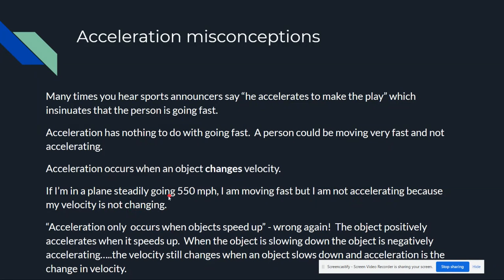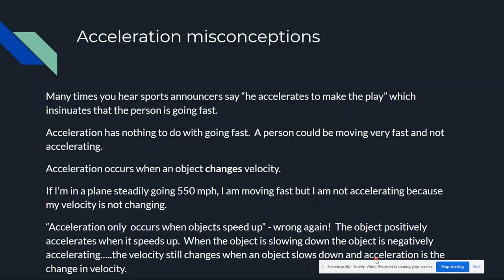Here's another misconception: acceleration only occurs when an object speeds up. That's wrong again. An object positively accelerates when it speeds up. It's going to increase its velocity in the same direction. But when an object is slowing down, it's called negatively accelerating. The velocity still changes, but it's slowing down.